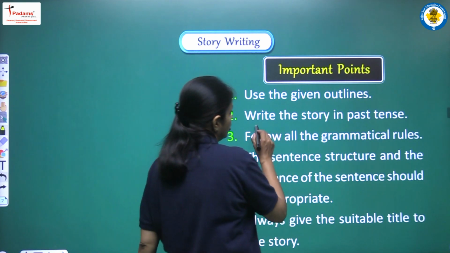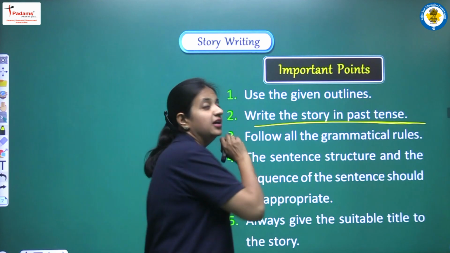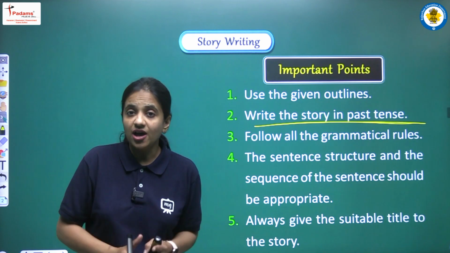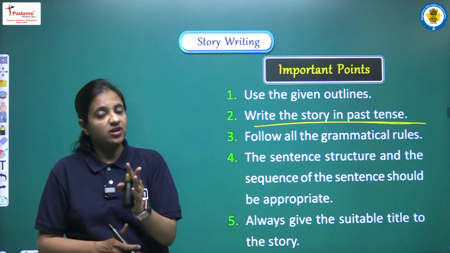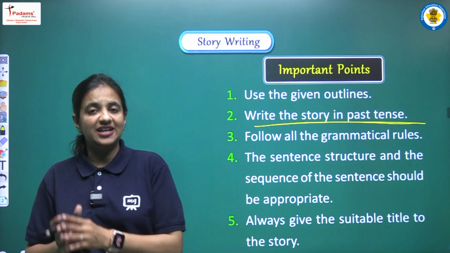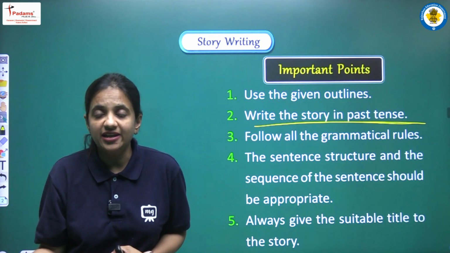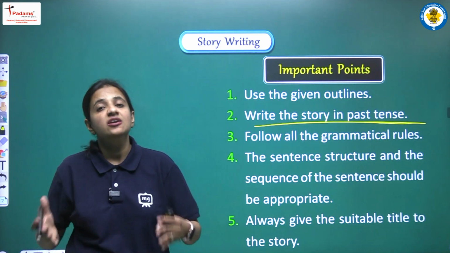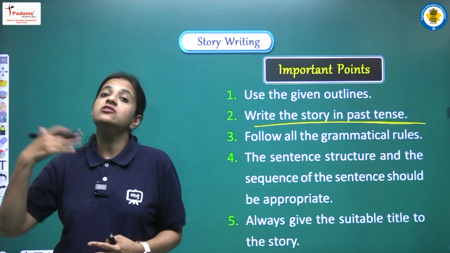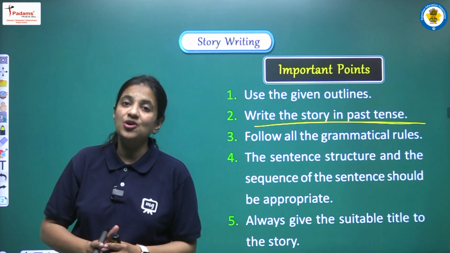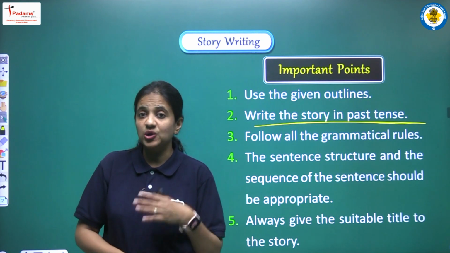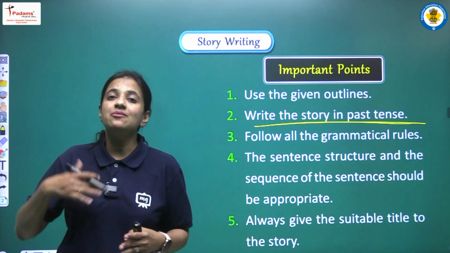Second is write the story in past tense. It's a very important point that when we are writing the story, we have to use past tense only. The outlines generally will be in present tense, but we cannot write the story in present tense. We have to convert those sentences into past tense. Why? Because the story में हम क्या कहते हैं that once upon a time there was one lion, there was one king, right? We cannot say that one king is there, one lion is there, or one monkey is there. No.